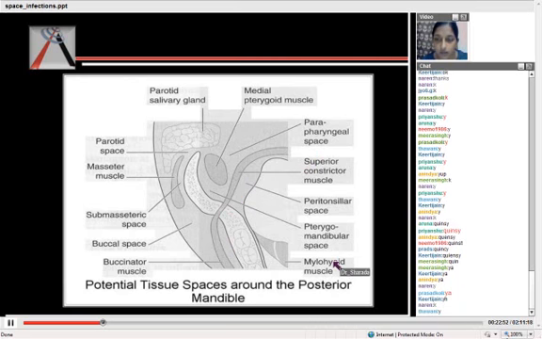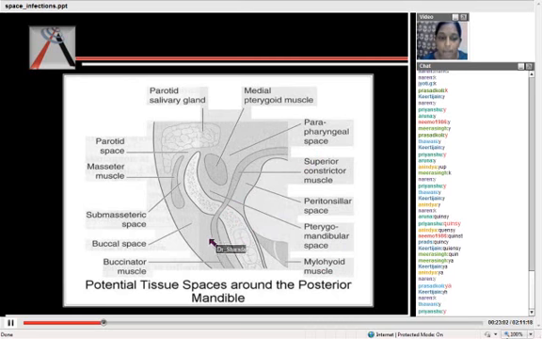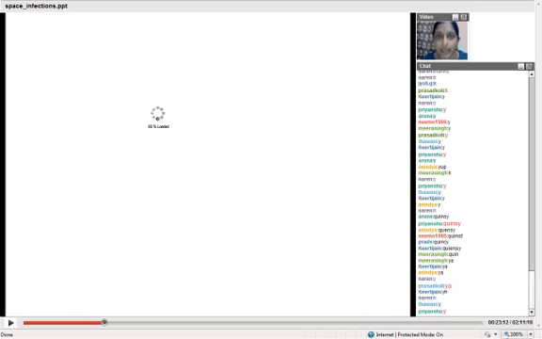Okay. So you know the pterygomandibular space, right? The pterygomandibular raphe in the space, that is something that you've gone over and over again. Buccal space and masseter muscle and everything. Now let's go on to individual slide and individual diagram.